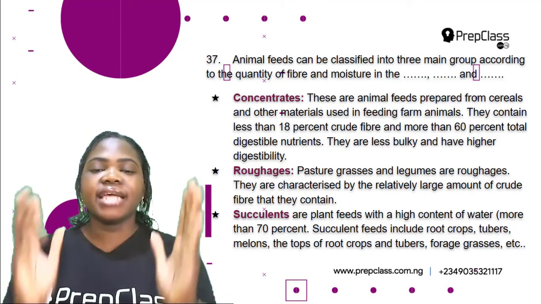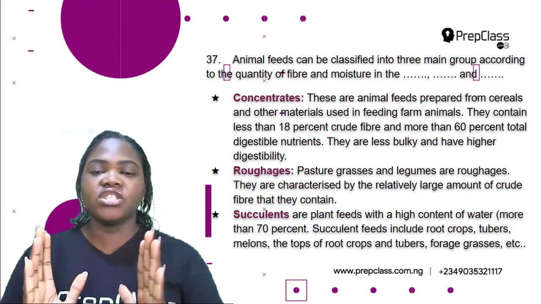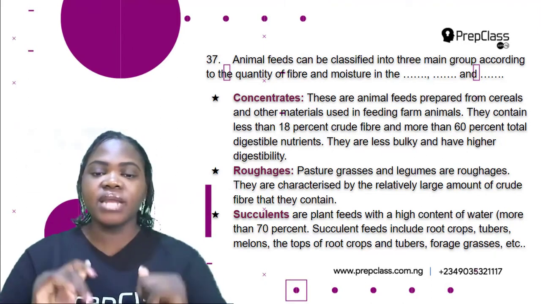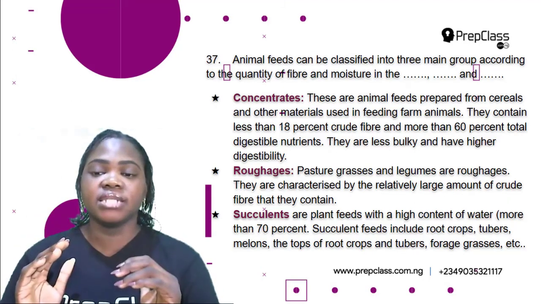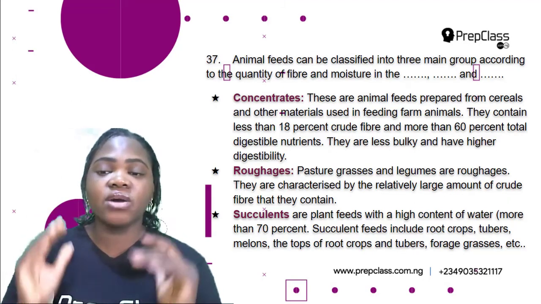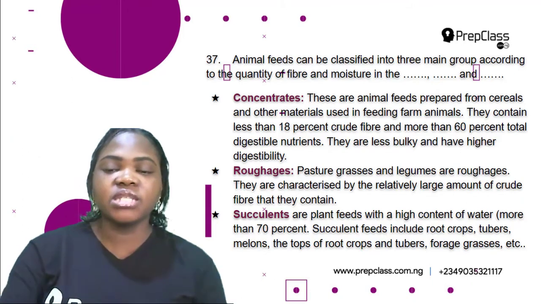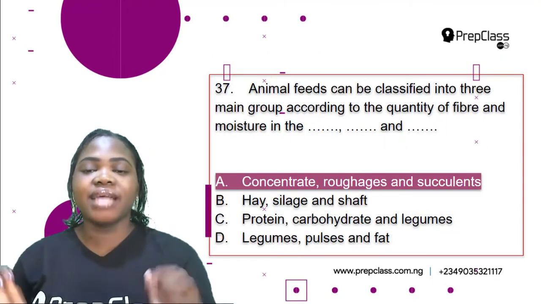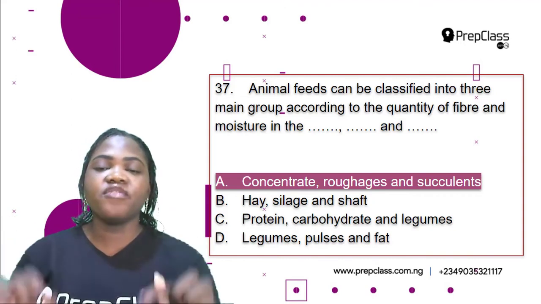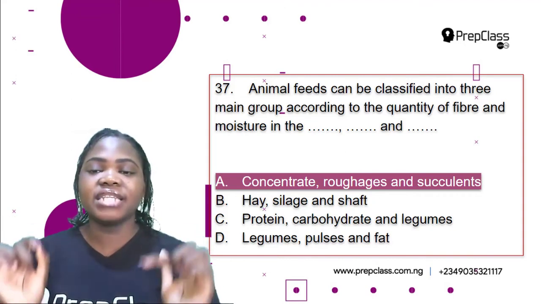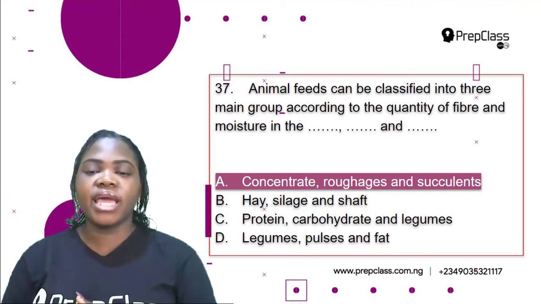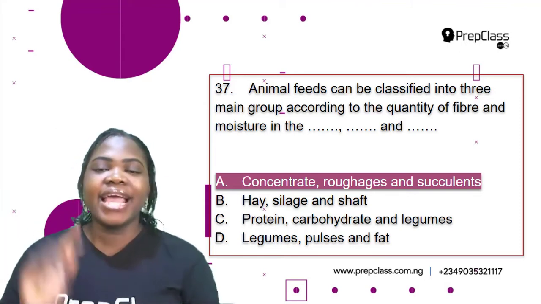Okay, so you can see that concentrate and roughages are grouped according to the quantity of fiber, while succulent has to do with the moisture content because it has a very high content of water in it. So this means that concentrate, roughages, and succulents are the animal foods that can be classified according to the quantity of fiber and moisture. Okay, so the correct option is A.